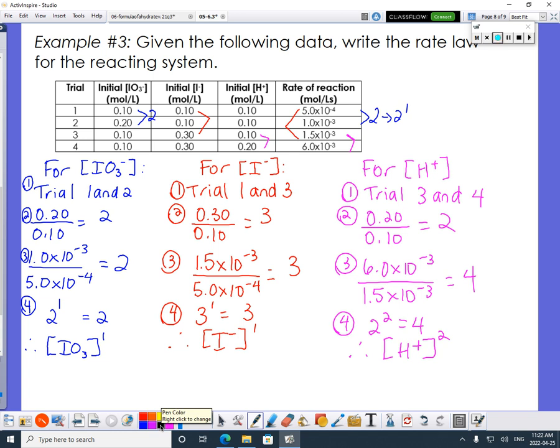Okay, and again, please don't do all of this work and then not write your final answer, okay?